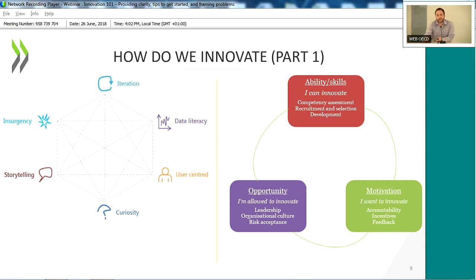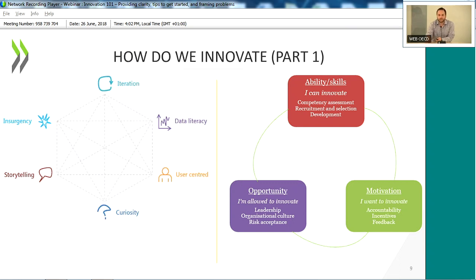Data literacy. I don't think anyone here would disagree that data is really important and really critical in the future and today for how we understand impact, how we understand information, and how it can really provide greater insights into problems. User centricity. So this is one that's really critical that is starting to pick up a lot.